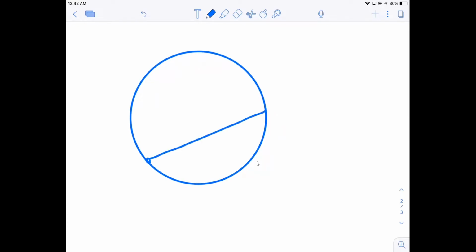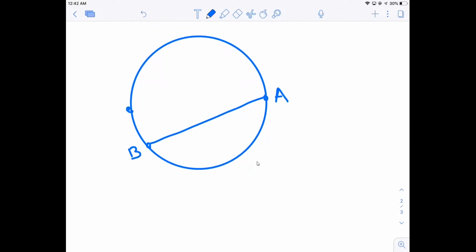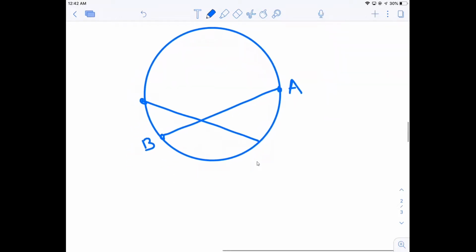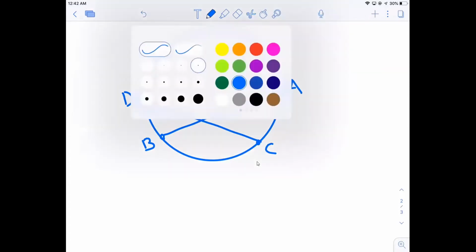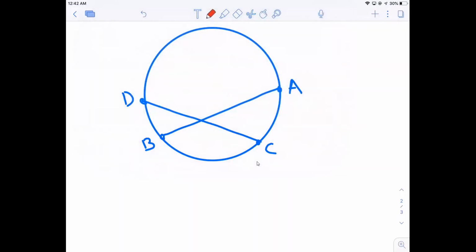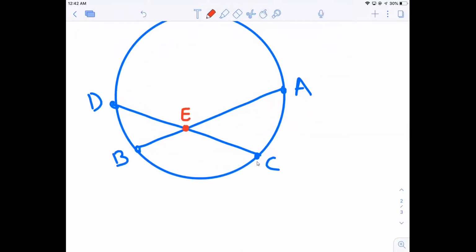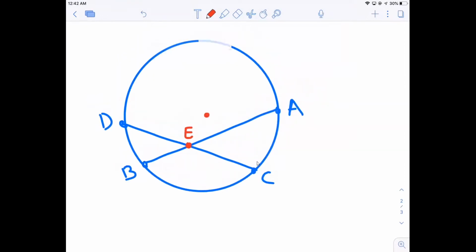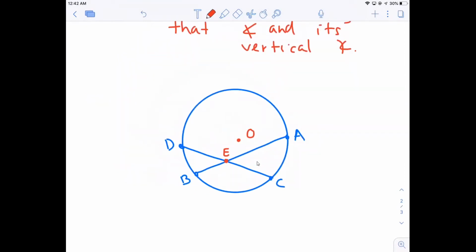Let me call this chord AB. And let me draw another chord. There we go. Let's call this guy CD. And let's have them intersect at point E. And as always, I'm going to call this circle O. So in circle O, we got two chords intersecting at E.